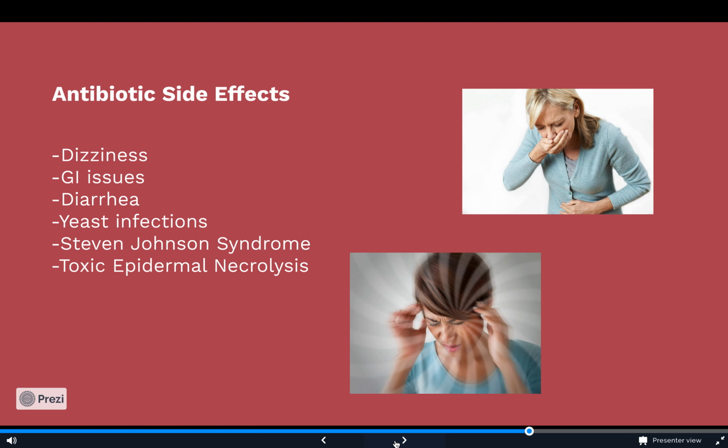And finally, Stevens-Johnson syndrome and toxic epidermal necrolysis, which is a rare but serious allergic reaction comprised of skin rash, skin peeling, and mucous membrane sores. Drugs that usually cause these reactions include sulfonamides, penicillins, cephalosporins, and fluoroquinolones.